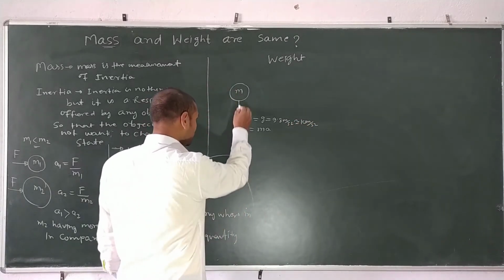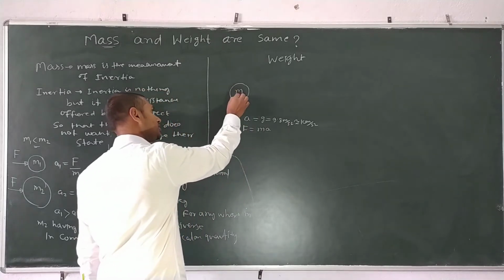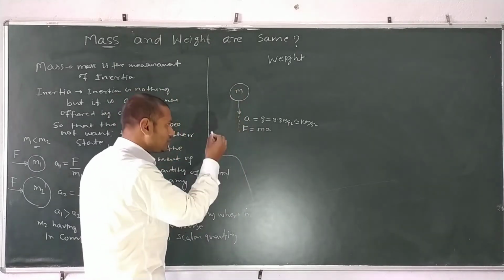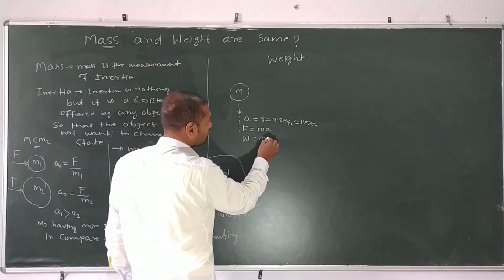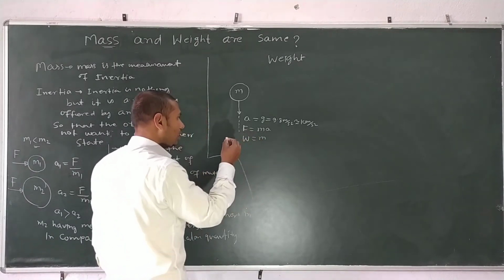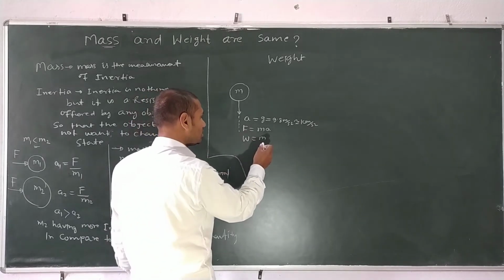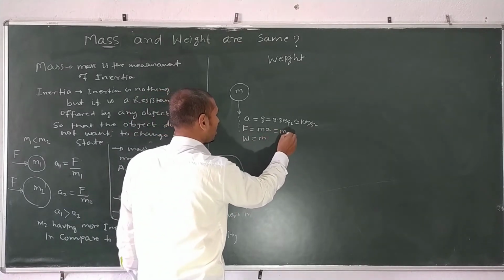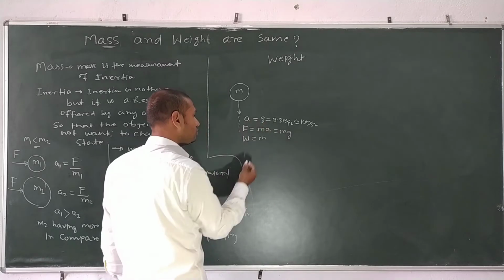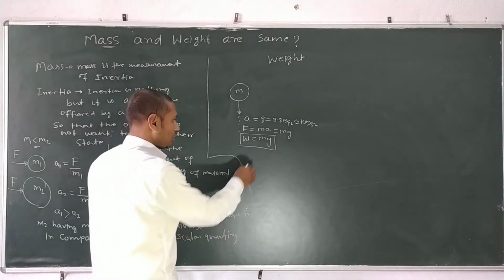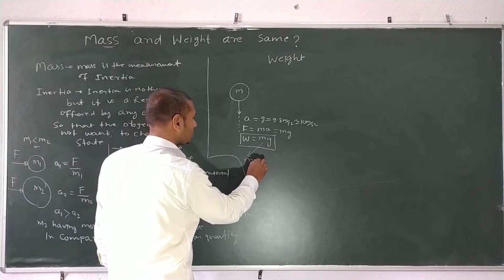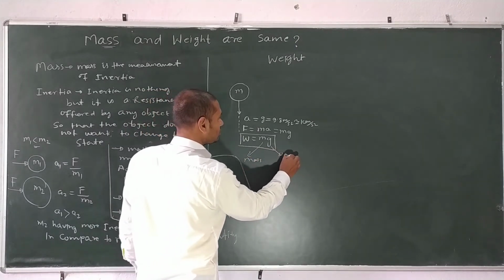So the force which is acting on object m so that it is falling down is nothing but the weight. We can consider the force to be the weight. Here we can say that m into g is the weight, so we can write here that weight is the product of the mass of an object and the acceleration due to gravity.